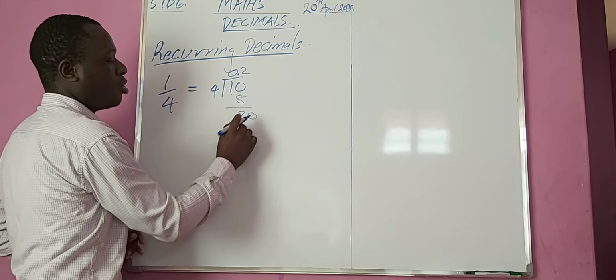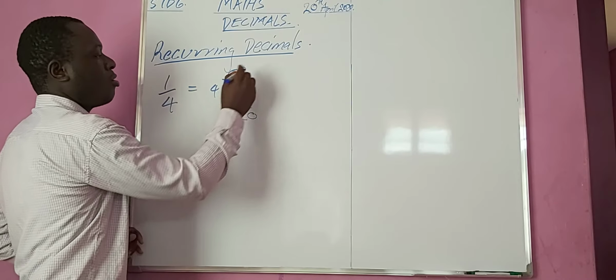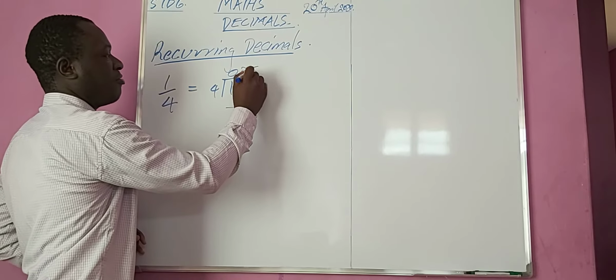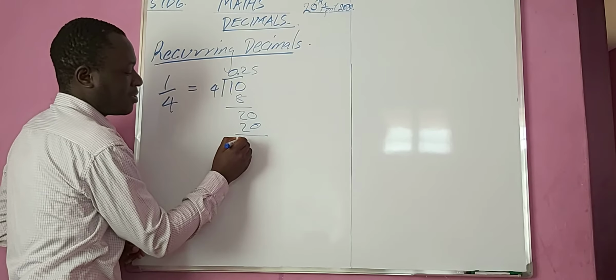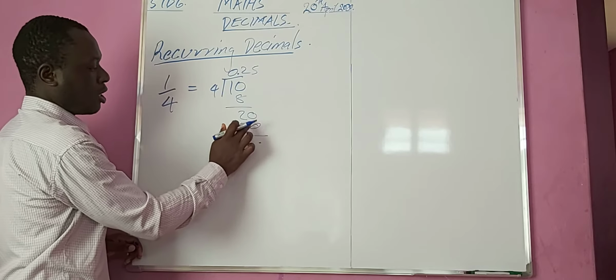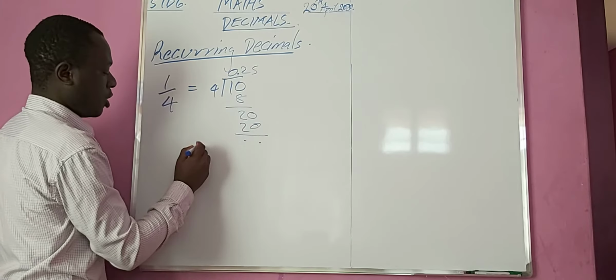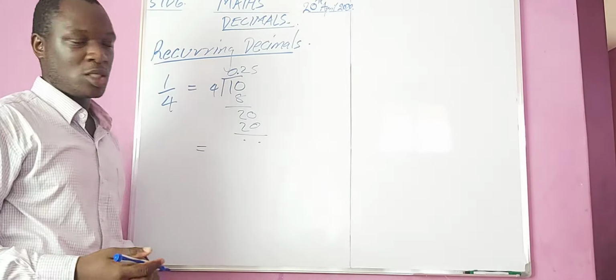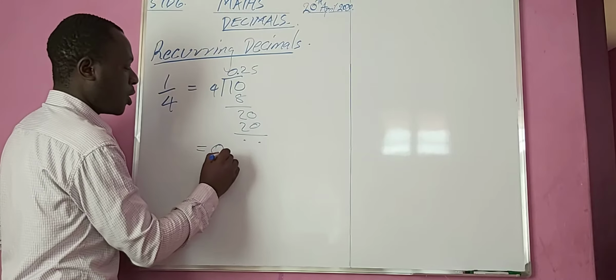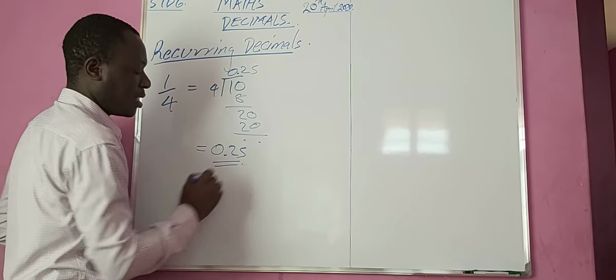We add 0. 20 divided by 4 is 5. 5 times 4 is 20. The answer is 0, 0. 0 take away 0 is 0. 2 take away 2 is 0. So here we are having 1/4. When you convert to decimal, you'll have 0.25 as your answer.